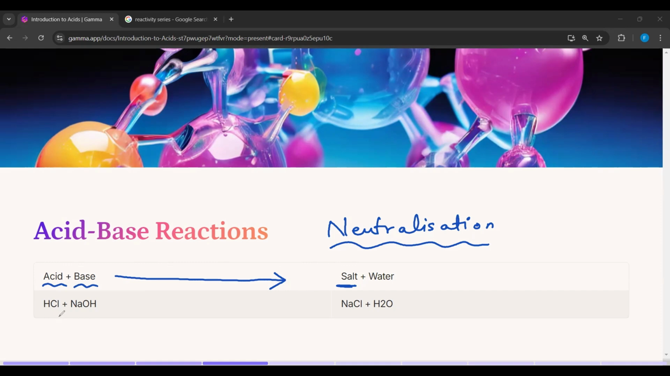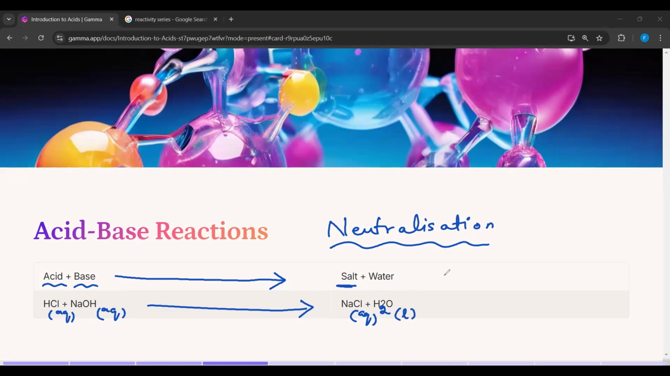For example, take HCl. Now HCl, what is the state symbol? It's aqueous. Base also should be aqueous. Remember this. Base should also be aqueous. So if we have taken a base, say sodium hydroxide, the salt that's going to be produced is going to be NaCl, sodium chloride. So this will also be aqueous. And along with it, you will have water that will be a liquid.